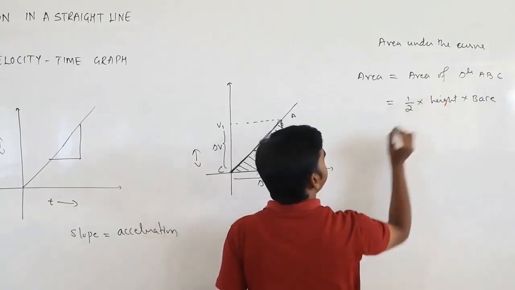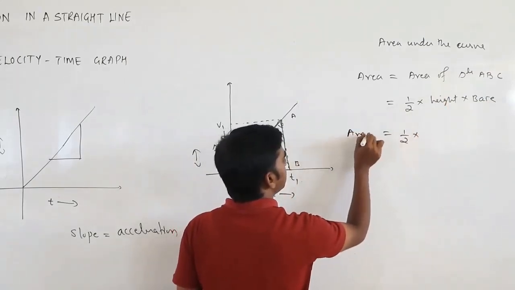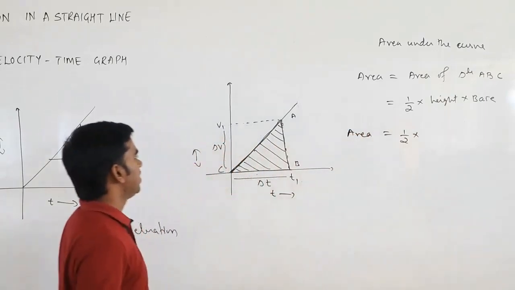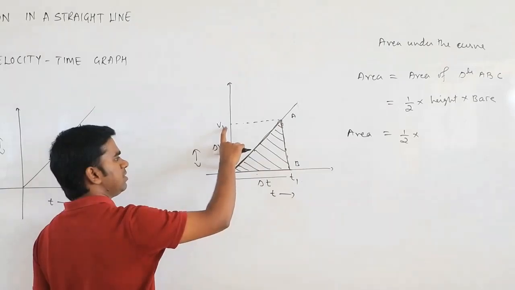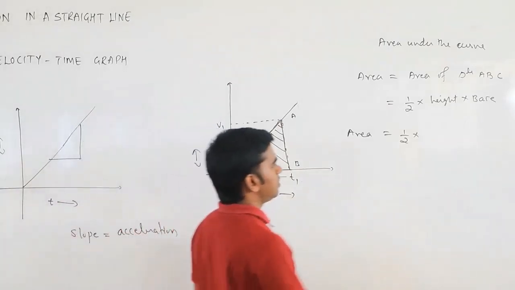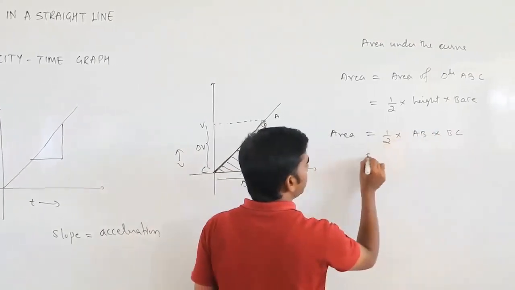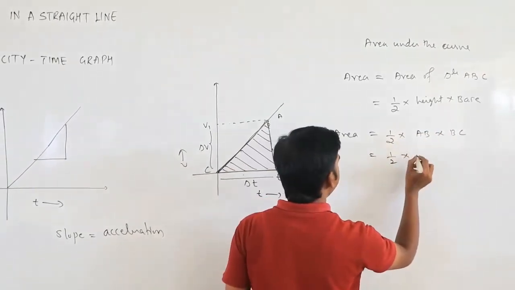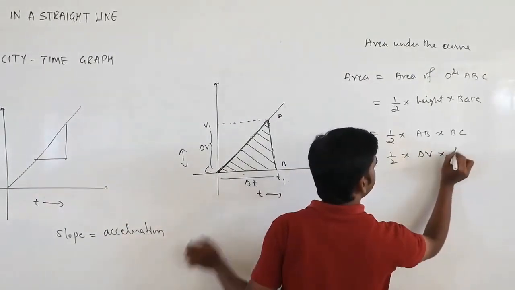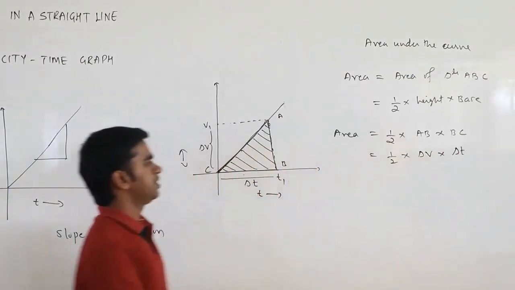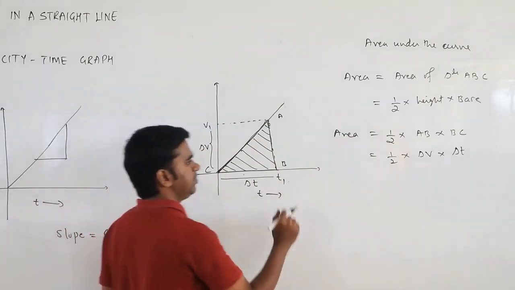So now the half you write as it is, no need to worry about that one. So area equals, what is height? Height is AB. AB is nothing but delta V. So I will write AB into BC, so half into AB, which is delta V. What is BC? BC is nothing but delta T. Okay, half into delta V into delta T.